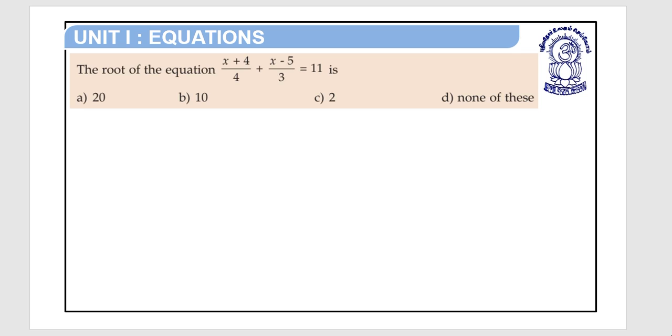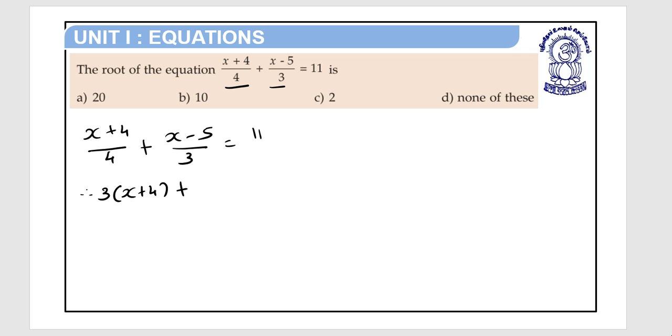Next question. The root of the equation (x+4)/4 + (x-5)/3 = 11. The LCM of 4 and 3 is 12. So multiply by 3 into (x + 4) plus multiply by 4 into (x - 5) over 12.